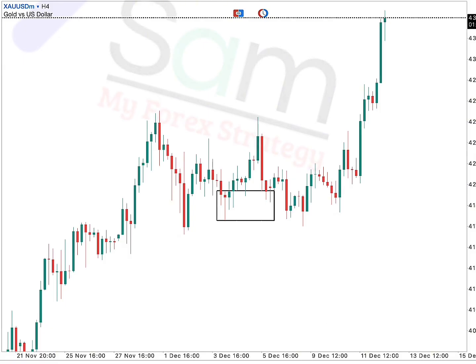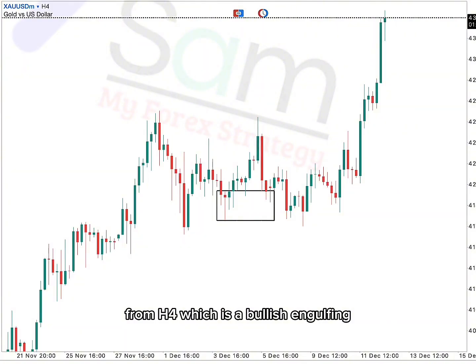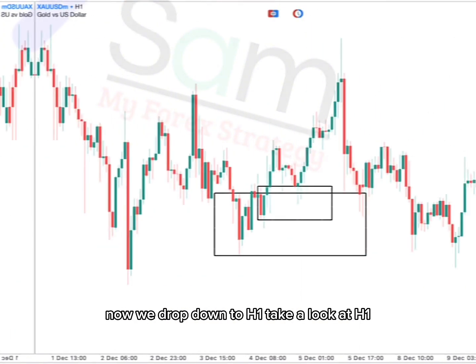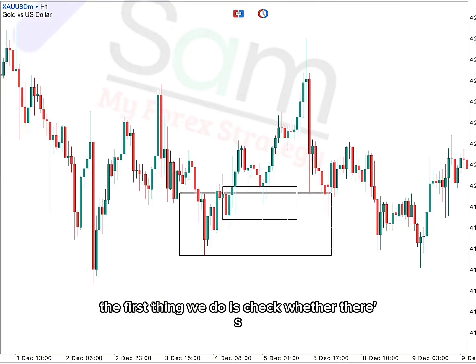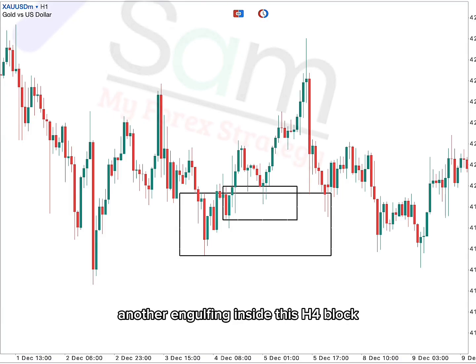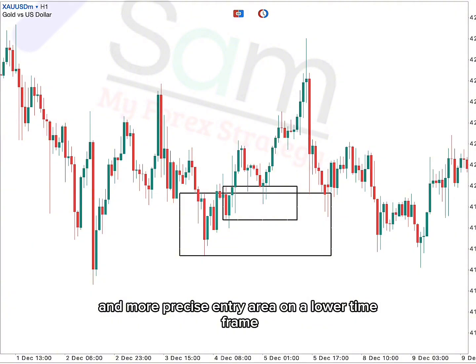All right, bro. Let's assume we already got the market direction from H4, which is a bullish engulfing. That means our bias is buy. Now we drop down to H1. Take a look at H1. Before we even start drawing trend lines, the first thing we do is check whether there's another engulfing inside this H4 block. If there is, that's even better. Why? Because it helps us identify a more important and more precise entry area on a lower time frame.